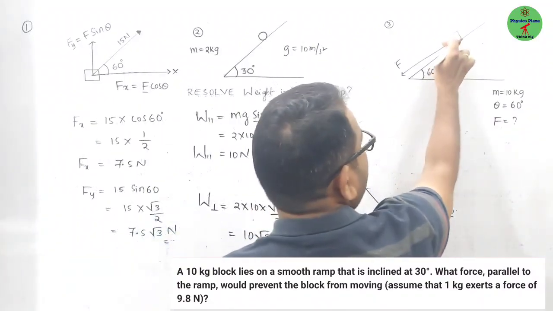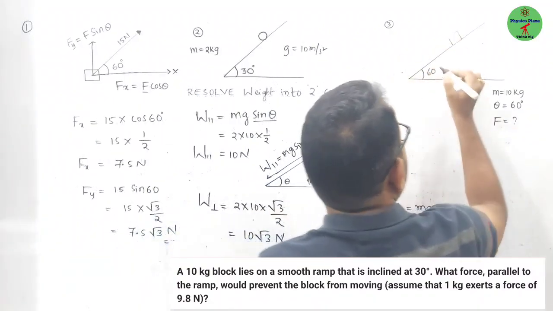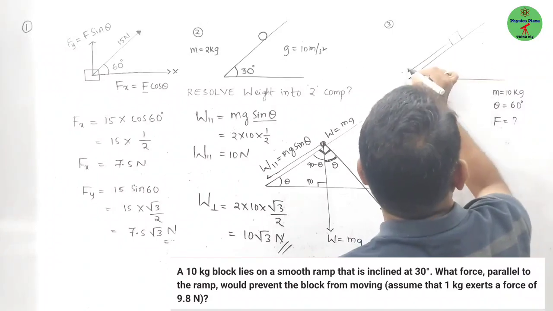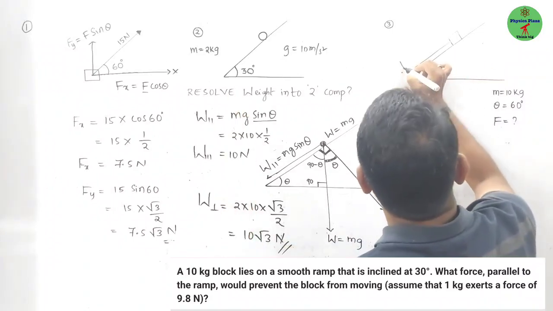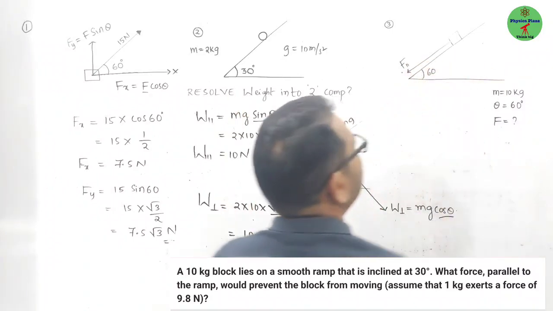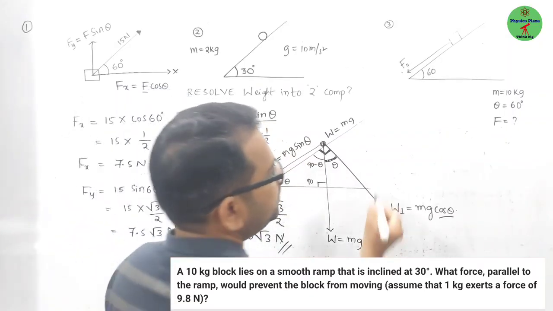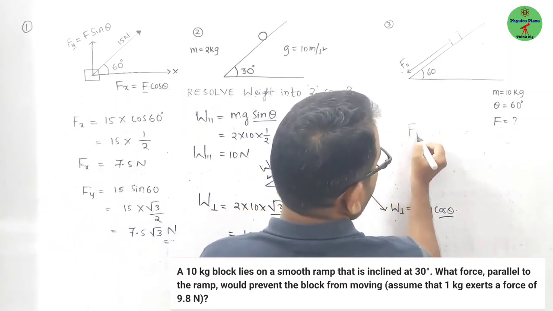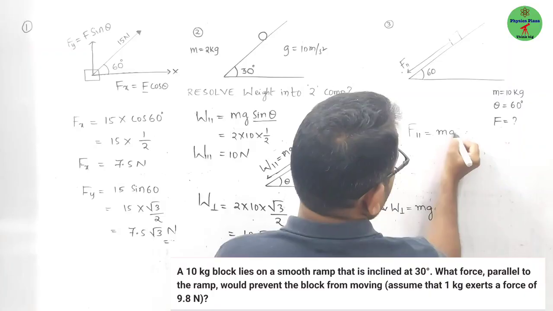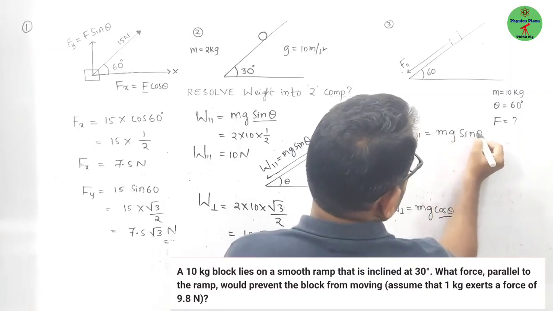So indirectly, what we have to calculate, children? Look here. As per this, we need to calculate the parallel component of the weight. So that is going to be F parallel equals mg sin theta.